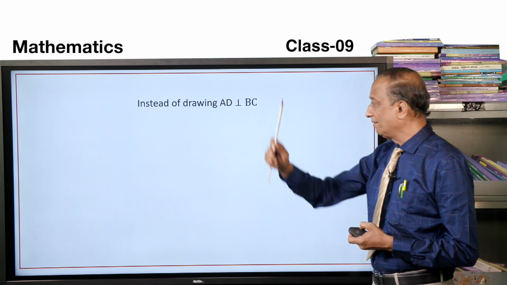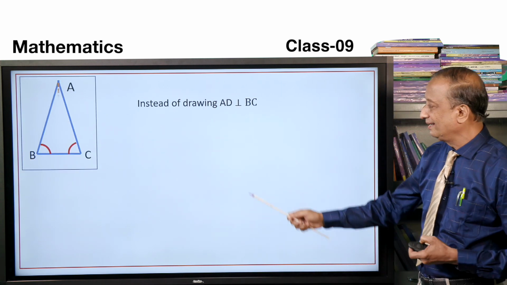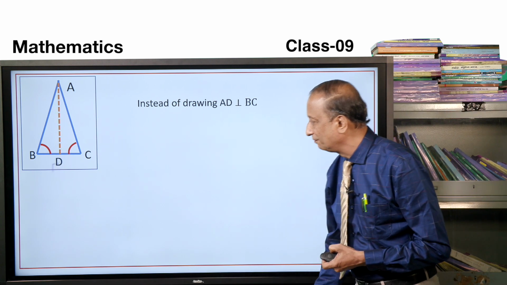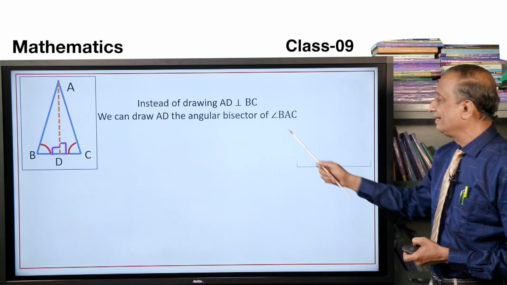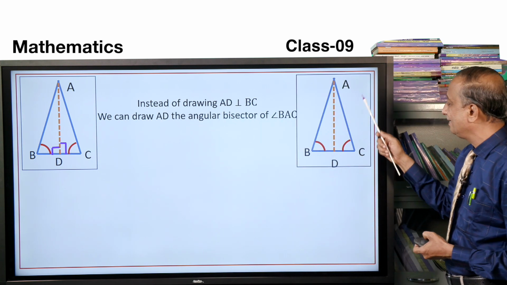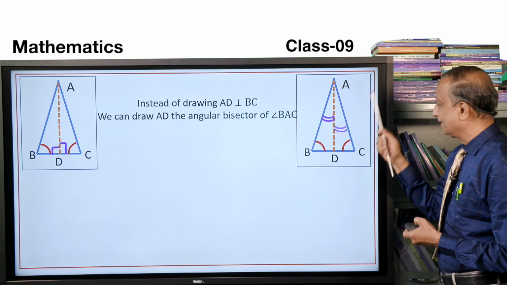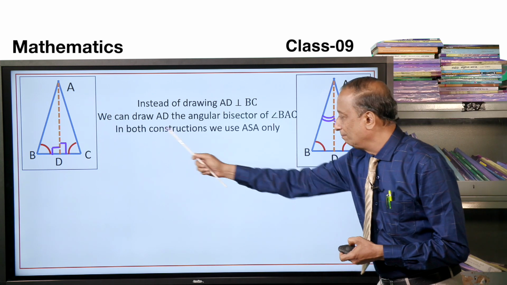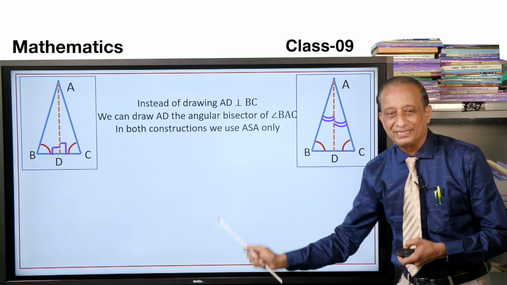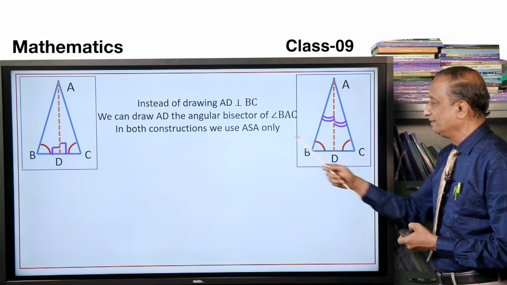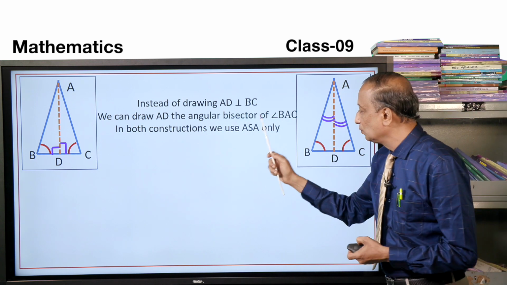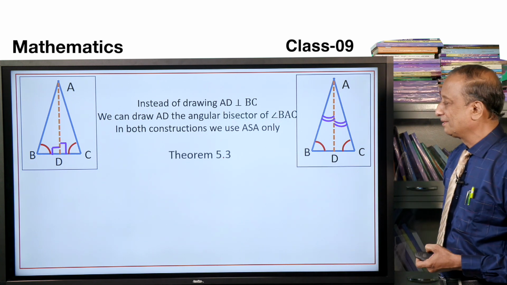Okay, instead of drawing AD perpendicular to BC like this, observe the figure carefully. Instead of drawing AD perpendicular to BC, we can draw AD the angular bisector of angle BAC like this. So you can even draw the angular bisector. In both the constructions, we use ASA only. If you draw a perpendicular or the angular bisector, you can observe the figure. We use the ASA rule only in order to prove this.